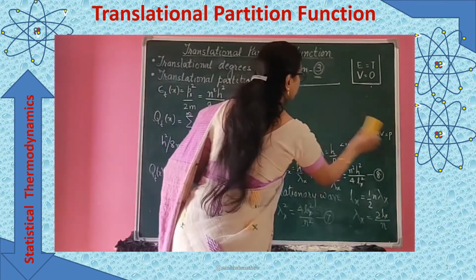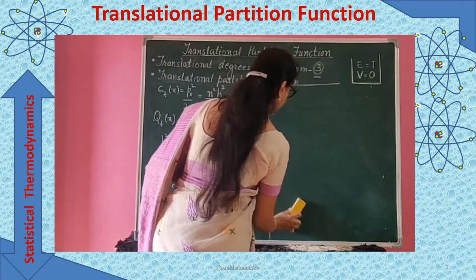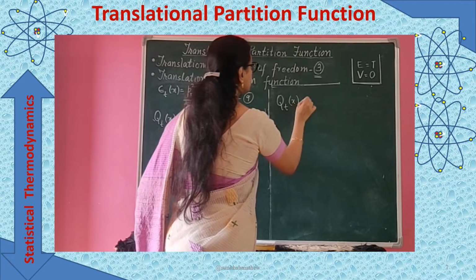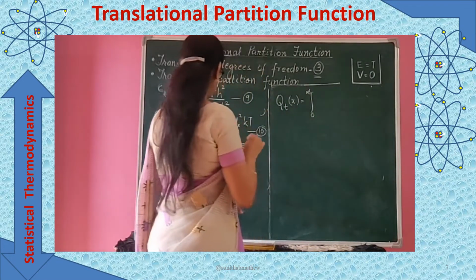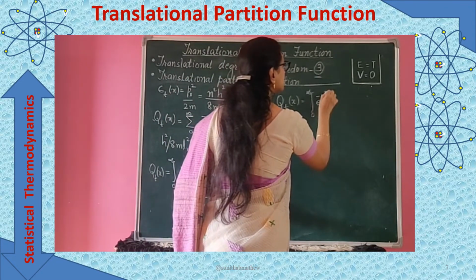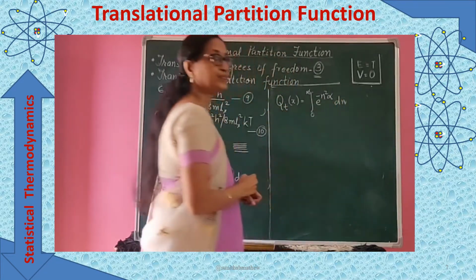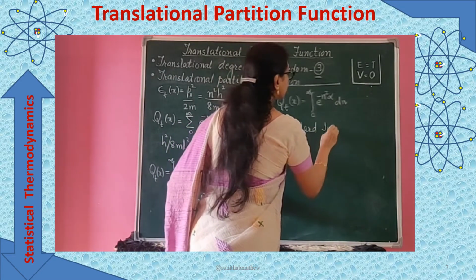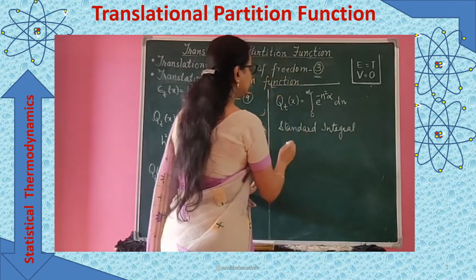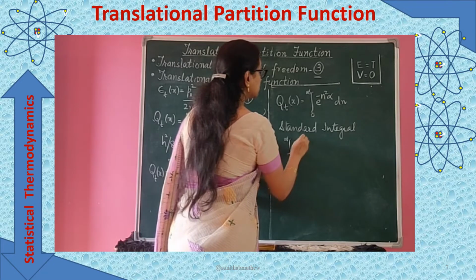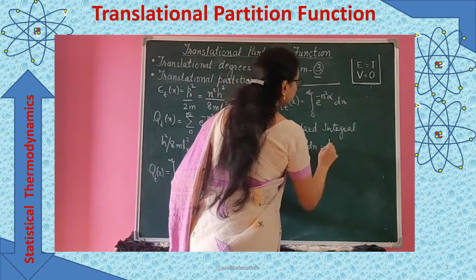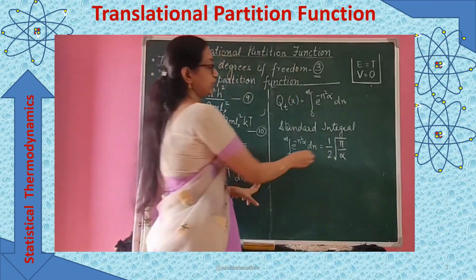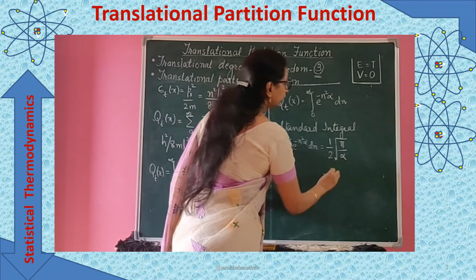So we will substitute this value. So qt along x direction is equal to integration 0 to infinity e to the power minus n square alpha dn. Now according to standard integral, this integration 0 to infinity e to the power minus n square alpha dn is equal to 1 by 2 root pi by alpha. So if we substitute this value for alpha, we will have 1 by 2.